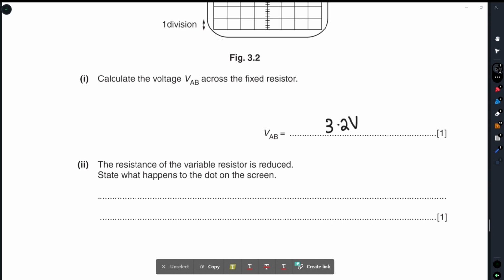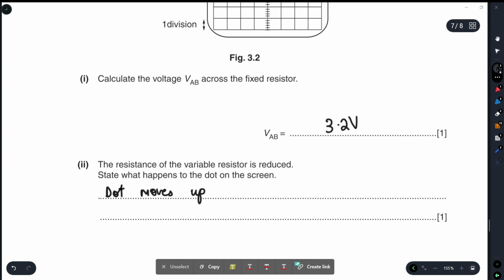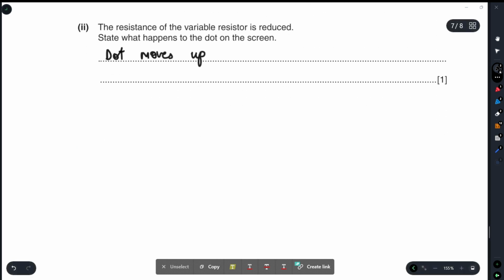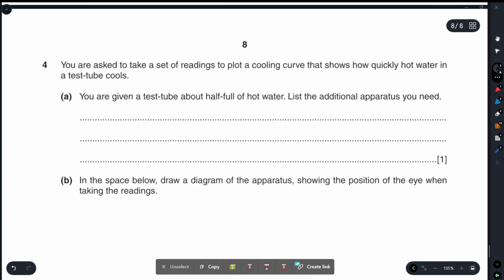The resistance of the variable resistor is reduced. State what happens to the dot on the screen. Obviously, when the resistance of the variable resistor is reduced, more potential difference will be given to the fixed resistor, hence the dot moves up. All right. That is what happens in a potential divider, right? If one resistor goes down, then the other receives more potential, and hence the potential across the other resistor increases. Now that's something that you need to remember.